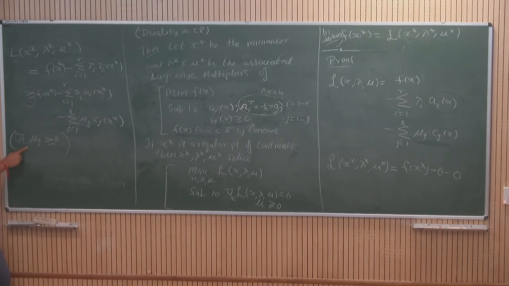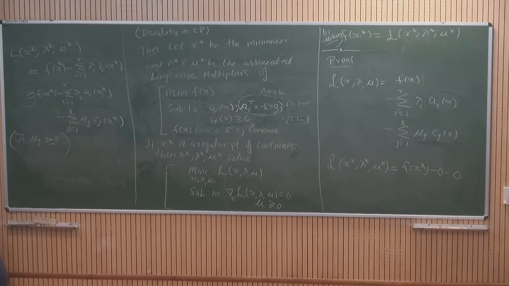So if I force mu_j to be greater than 0, I know c_j(x star) has to be greater than 0. It's a minimizer. It has to be a feasible point. It should satisfy the inequality constraint. So this whole thing will become positive. When I subtract something positive from this, then I get a greater than or equal to sign.